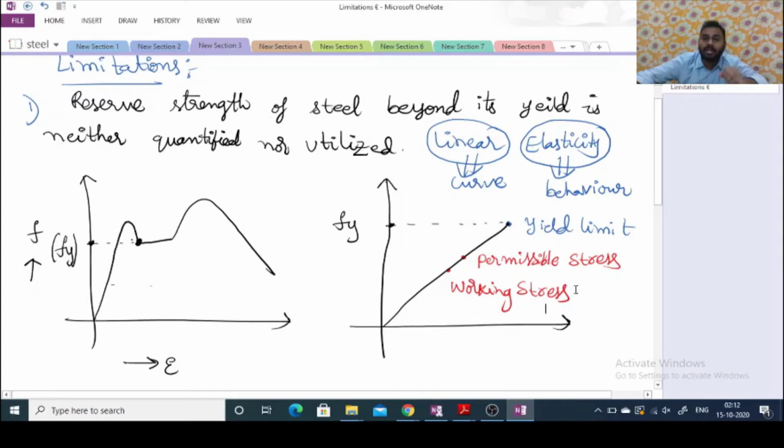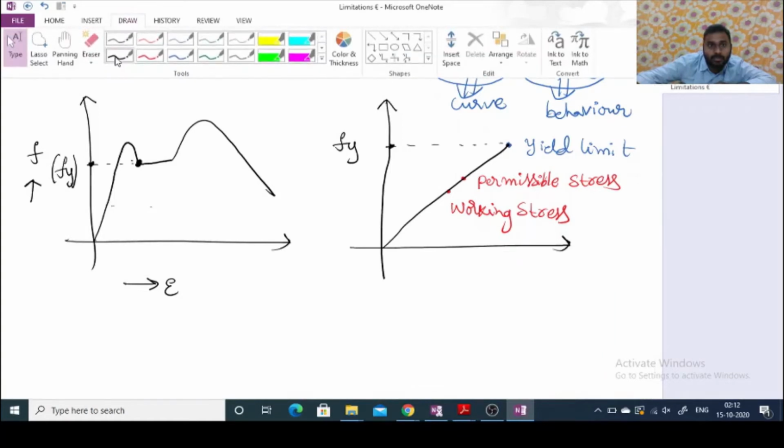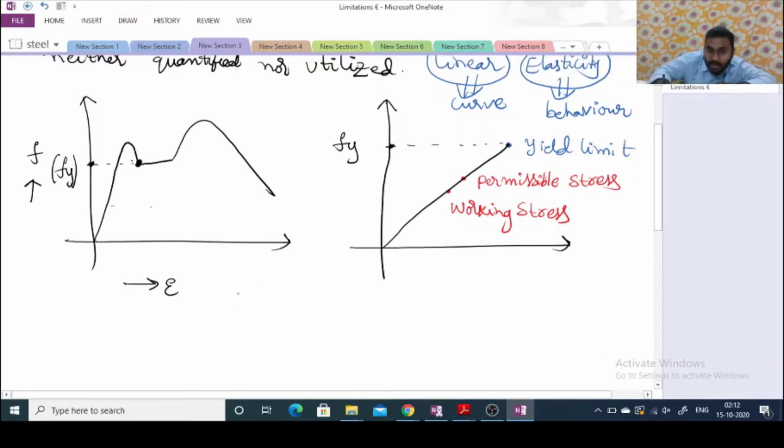What is this drawback? If you see the design criteria, that is, working stress is less than permissible stress, as already discussed. This is the design criteria of this method of design, right?